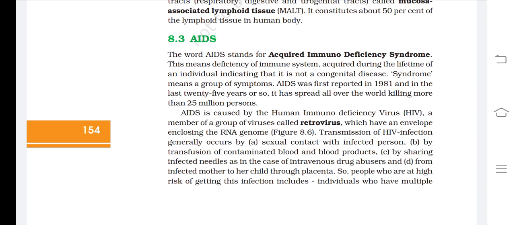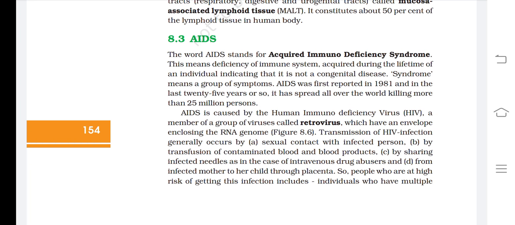AIDS is caused by the human immunodeficiency virus, HIV, a member of a group of viruses called retrovirus, which have an envelope enclosing the RNA genome. Transmission of HIV infection generally occurs by A. sexual contact with an infected person, B. transfusion of contaminated blood and blood products, C. sharing infected needles as in the case of intravenous drug abusers, and D. from an infected mother to her child through the placenta.